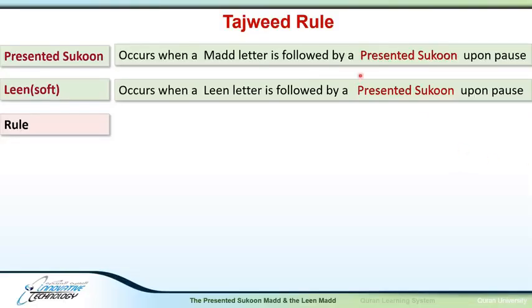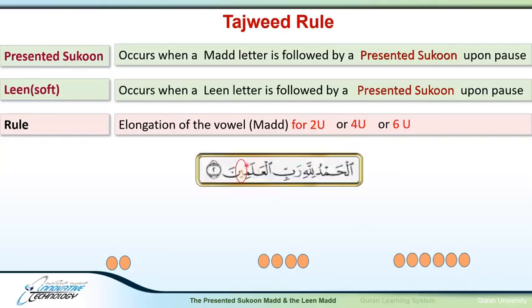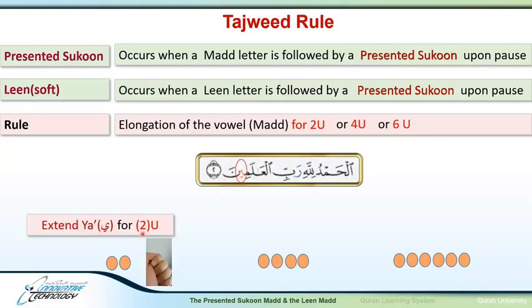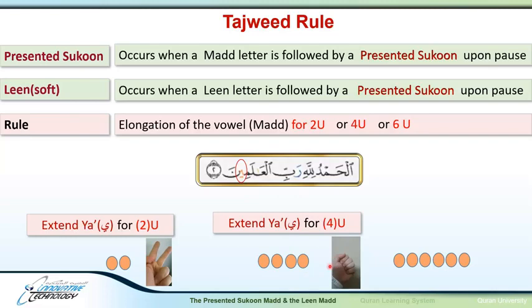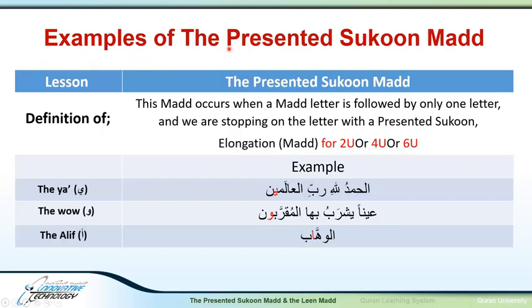So the rule whenever we have a presented sukoon, either with a mad letter or a leen letter, is to allow elongation of that vowel, being a mad or a leen, for 2 units, or for 4 units, or for 6 units. So when we want to extend the ya of al-alameen, we can elongate it for 2 units, Alhamdulillahi Rabbil Alameen, or for 4 units, Alhamdulillahi Rabbil Alameen, or Alhamdulillahi Rabbil Alameen. Let's take more examples on the presented sukoon mad.